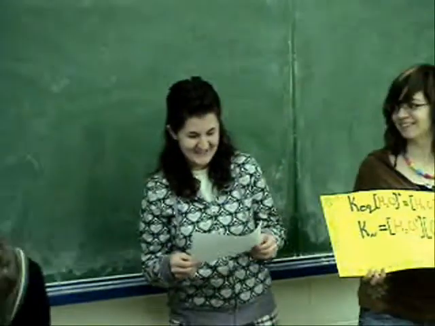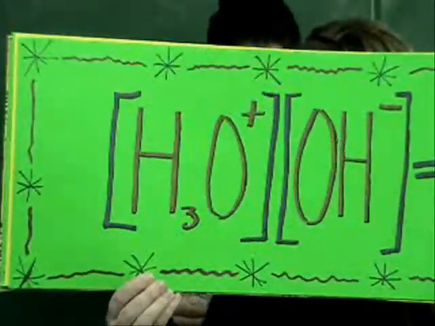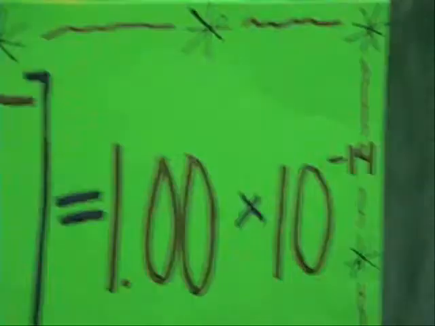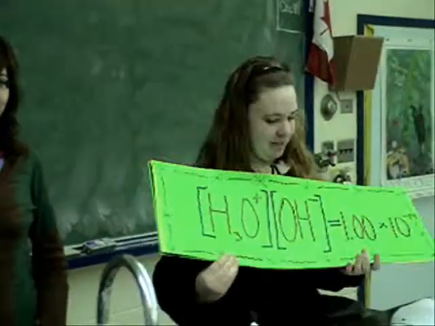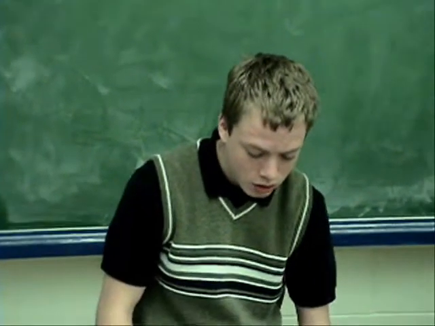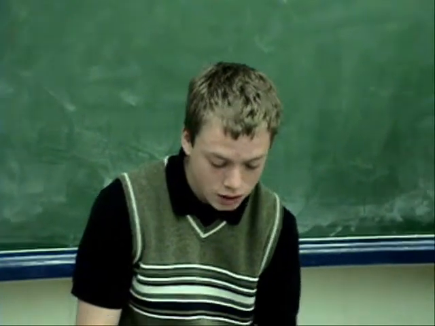The value for Kw at 25 degrees Celsius has been determined to be 1.0 times 10 to the negative 14. Thus, the concentration of H3O+ times the concentration of OH- equals 1.0 times 10 to the negative 14. All acids, when added, increase the concentration of the H3O+ ion within the system and decrease the OH- of the system, and vice versa when adding bases.